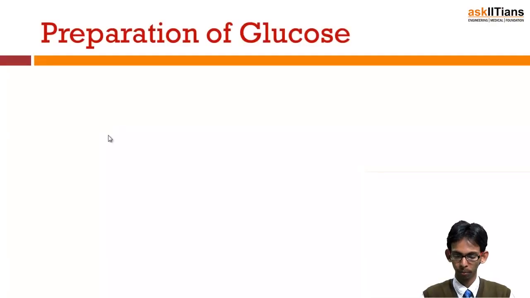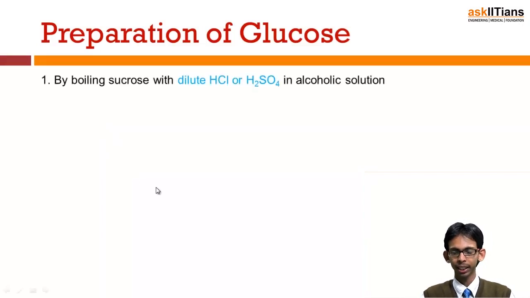So let's start. Preparation of glucose. First of all, the first method is boiling sucrose, that means cane sugar, with dilute HCl or H2SO4 in alcoholic solution. This refers to hydrolysis of sucrose. Actually, sucrose is a disaccharide formed by a combination of 1 unit of glucose and 1 unit of fructose. Glucose and fructose combine together to form sucrose. So if we do hydrolysis of sucrose, we will get glucose and fructose.